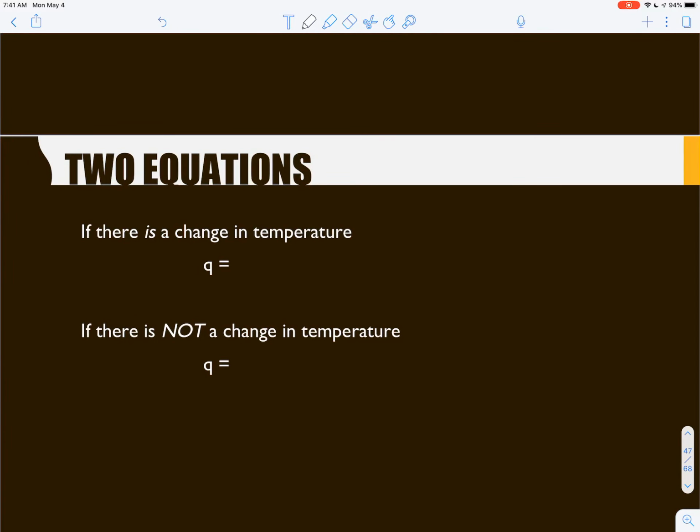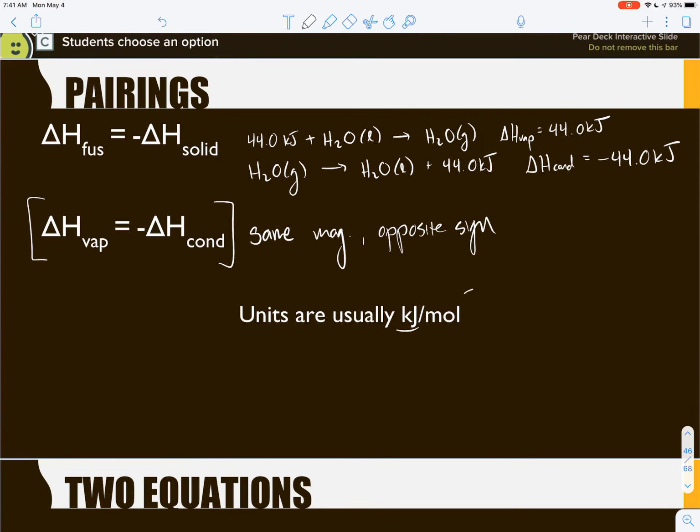Okay, 2 equations. If there's a change in temperature, what's our equation? MCAT, right? Change in temperature. We use specific heat. If there's not a change in temperature, there's a phase change. And the things we were just talking about that relate to the amount of energy associated with the phase change are delta H's. And the units of delta H's are kilojoules per mole.